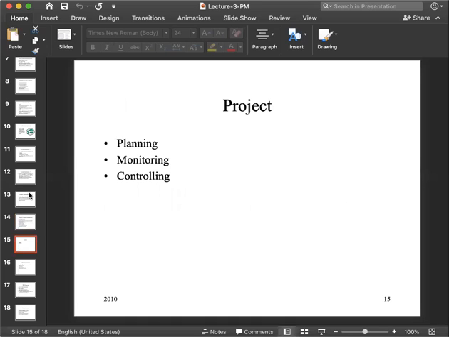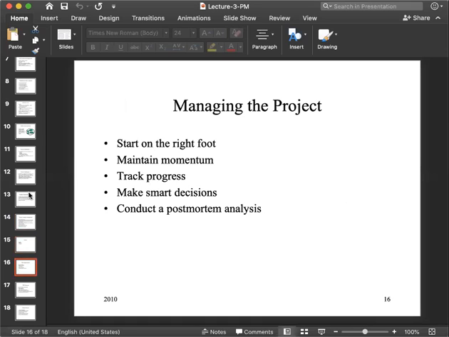A project is actually something you need to plan, monitor and control. So managing a project, you have to start it, then maintain the momentum, track the process, make smart decisions, and conduct a post-mortem analysis. When you are managing any project, after starting it, you have to maintain the whole situation.